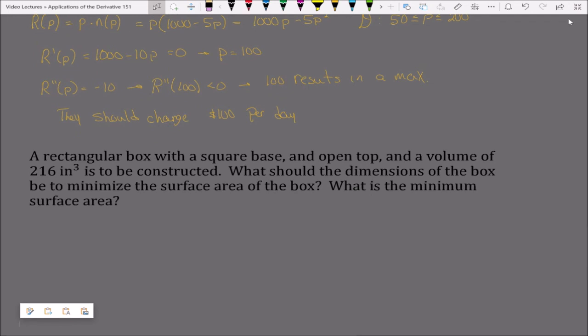And finally, a rectangular box with a square base and open top and a volume of 216 cubic inches is to be constructed. What should the dimensions of the box be to minimize the surface area? And what is this minimum surface area?